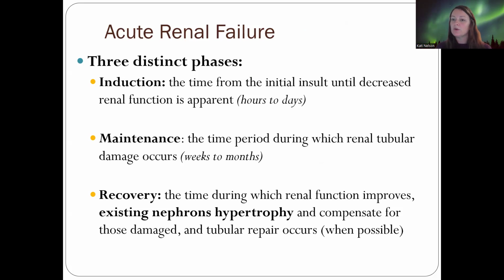So it's really cool. The body does a lot of things to try and compensate. And one of the things that it does is the existing nephrons will hypertrophy, so they get larger and compensate for those damaged ones. And they can do this when it's possible. So I think it's kind of cool that the body steps in, and it really does try to compensate and fix the problem.